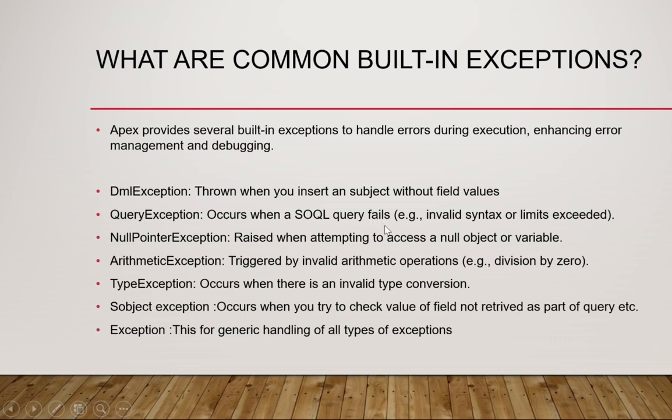Query exception, suppose your query fails with invalid syntax. Null pointer exception is when you try to access a null object. Arithmetic exception is an arithmetic operation error. Type exception is an invalid type conversion. SObject exception is when you try to retrieve a value of a query or a field value which is not part of the query.